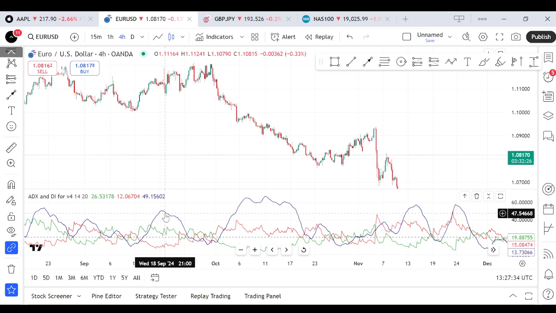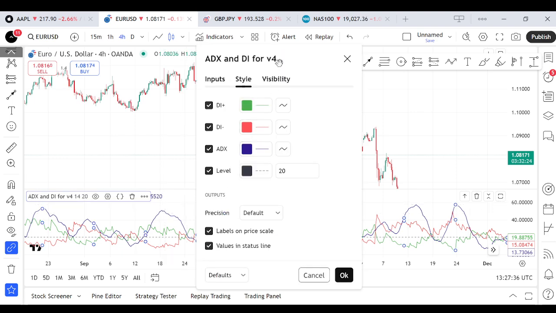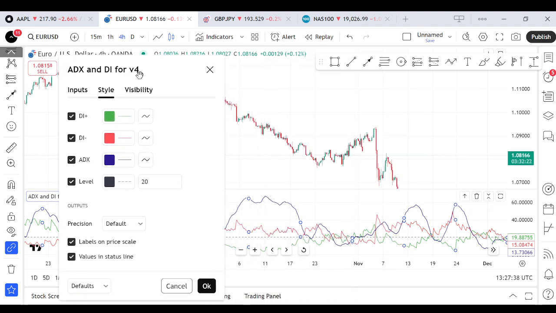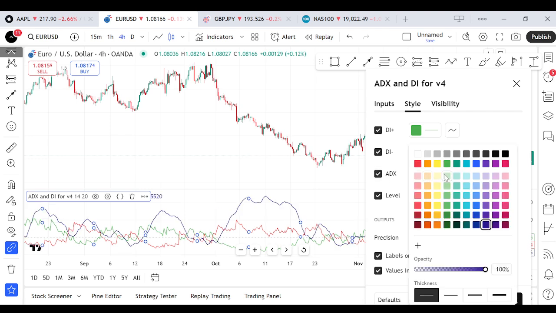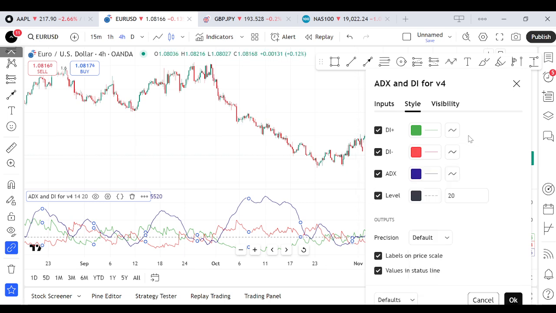So we have the ADX line, which is this purple line being used here. The ADX line measures the overall trend strength. And we have the positive DI line, which tracks upward price movement. And we have the negative DI line, which tracks downward price movement.